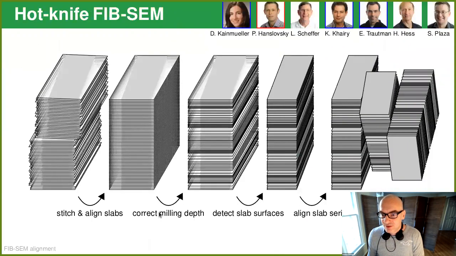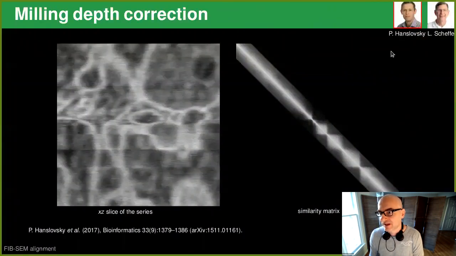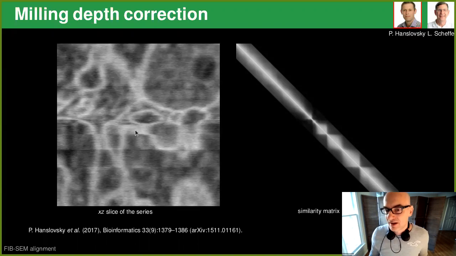Then we come to the next step, this correct milling depth. This is work that is based on some previous work by Stephan Saalfeld in the lab, that Lou Scheffer implemented a slightly reduced version of to apply on these FIB data sets, but the method is still similar. So we assume we don't know what the correct milling thickness is, so we have to measure it somehow. And we assume that the sample is kind of the same all over the place because it's all neurons and they have quite similar thicknesses and stuff like that.